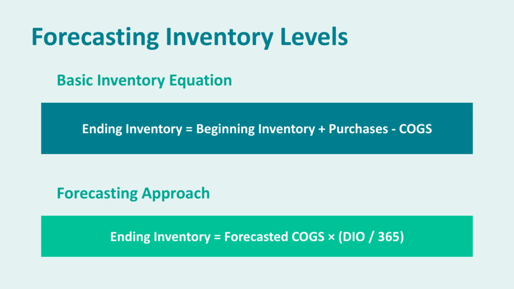To forecast inventory, we use the basic equation: ending inventory equals beginning inventory plus purchases minus COGS. In our modeling approach, we set ending inventory based on forecasted COGS and our target DIO. This ensures our balance sheet remains consistent with our operational assumptions.